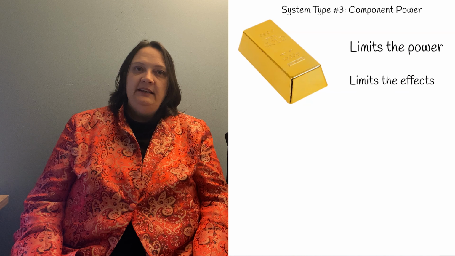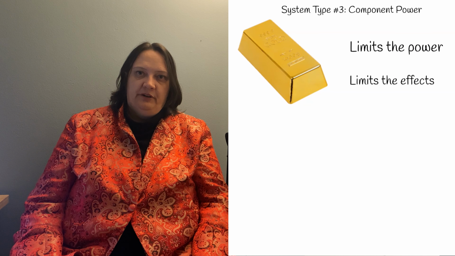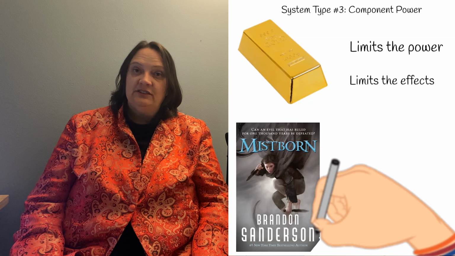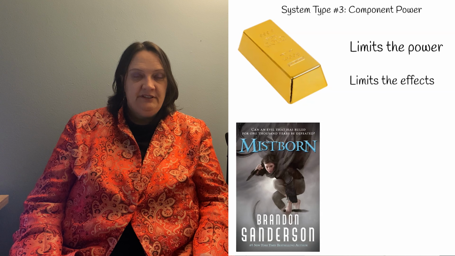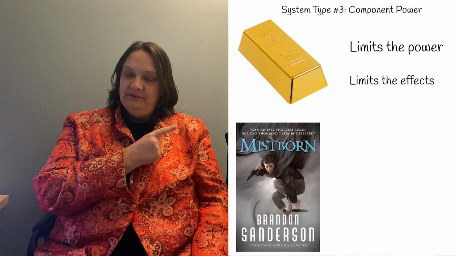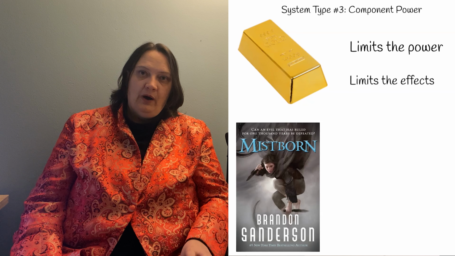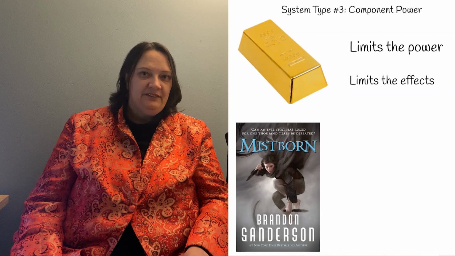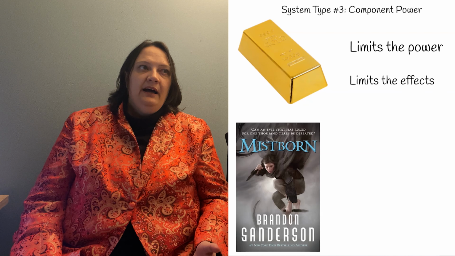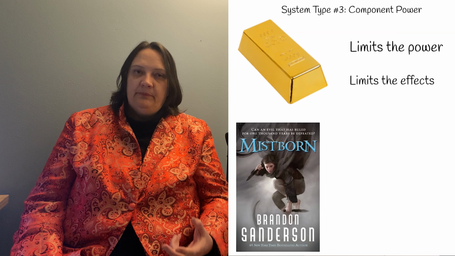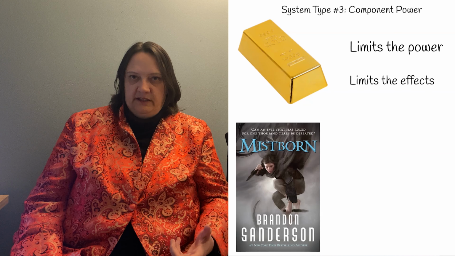And the absolute best example of component magic is Brandon Sanderson's Allomancy. And I like that so much that I made a short about it, which you can check out over here in the info card. And it'll tell you how Allomancy works in 1 minute. So do check that out. But basically, what happens is the mage consumes a metal, and based on that metal, they can then affect the world with magic.